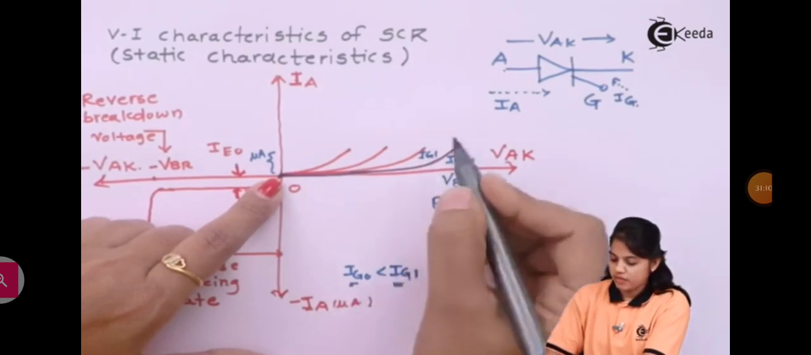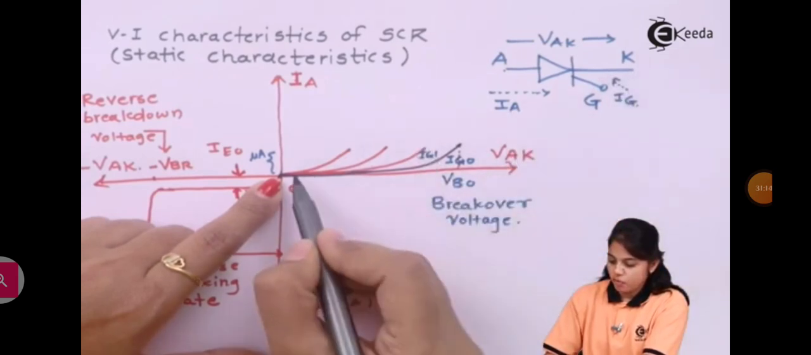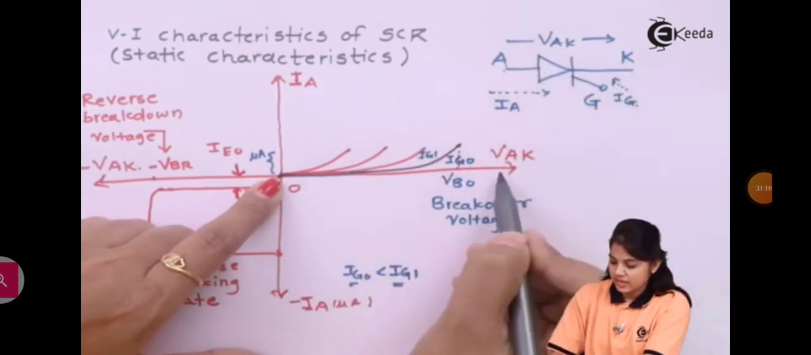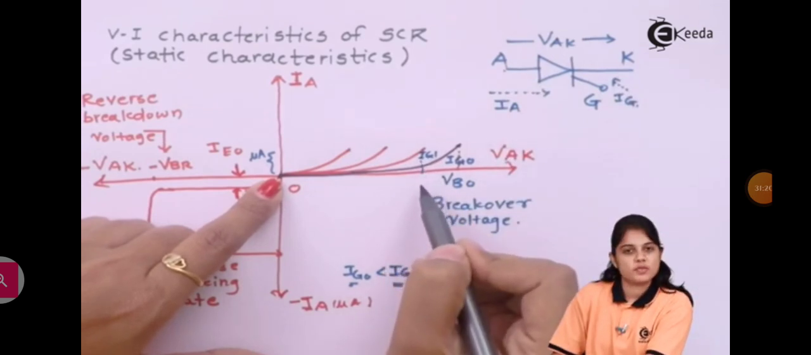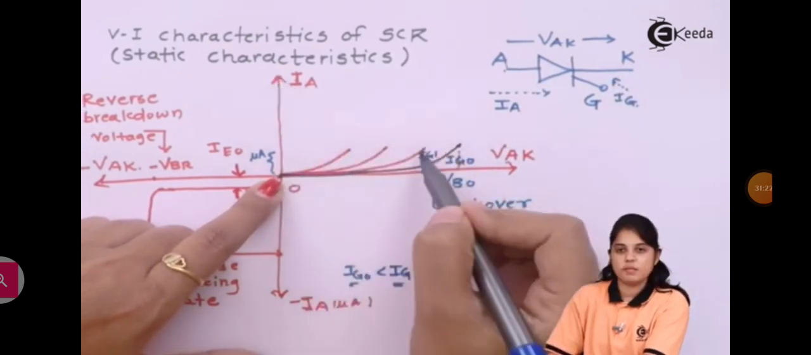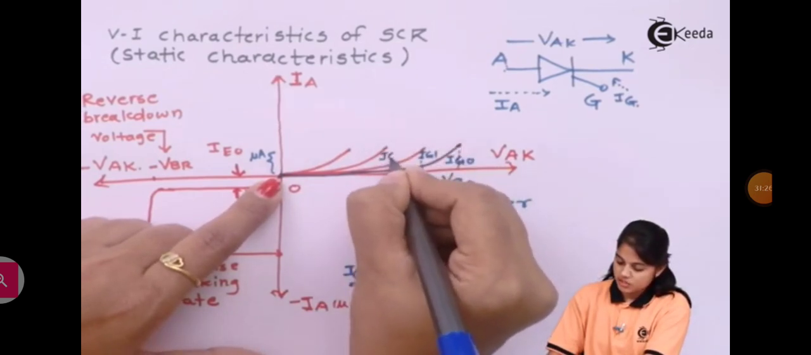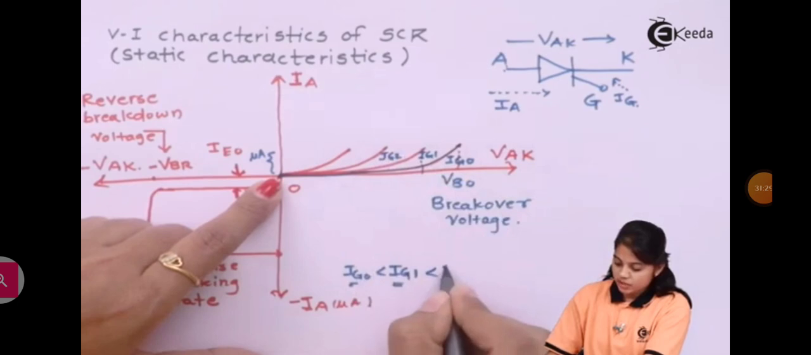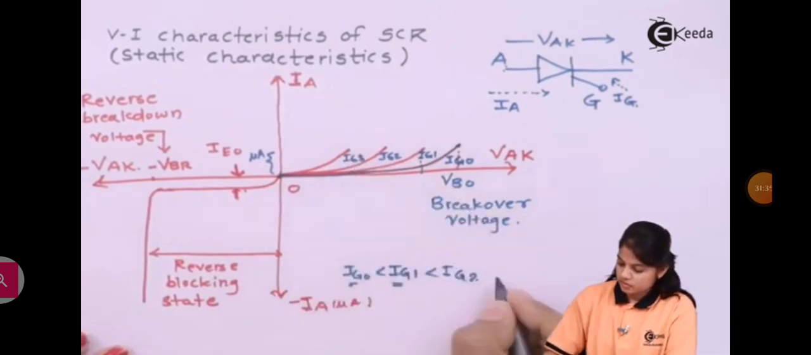At this point, whenever I start applying a gate current, that is this current, my voltage across anode to cathode decreases. See, look at this voltage has decreased and the current will remain the same. Now let's assume the third case, which is Ig2, where Ig2 is greater than Ig1, correct? And this one is Ig3.